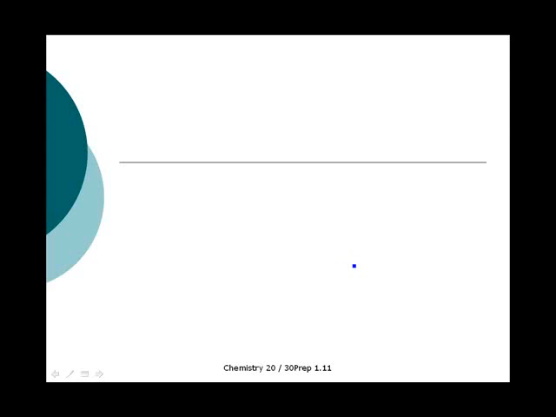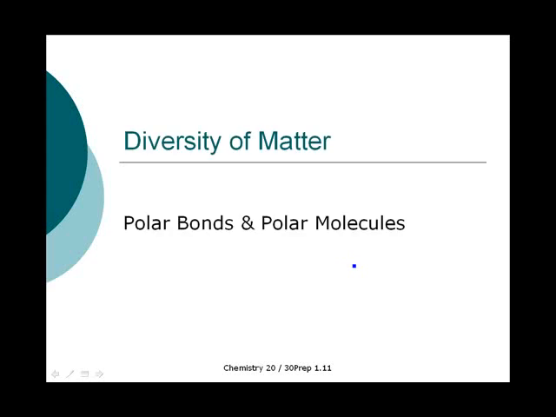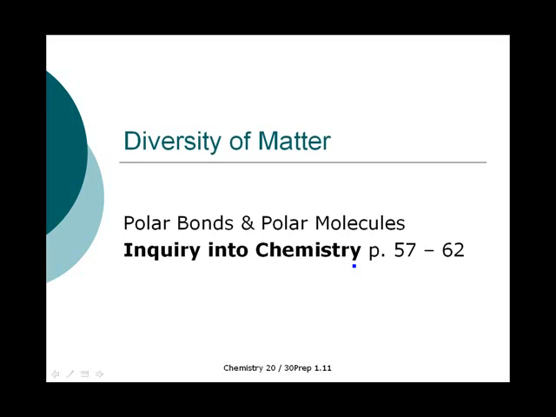Okay, in this lecture, the diversity of matter, we're going to put together two concepts, polar bonds and polar molecules. So we're going to be using our polar bonds concept, bond polarity, based on differences in electronegativity, and we're going to combine that with our VSEPR theory to come up with an idea about what polar molecules are and if a molecule is polar or isn't polar based on its shape. So pages 57 to 62 in your textbook.